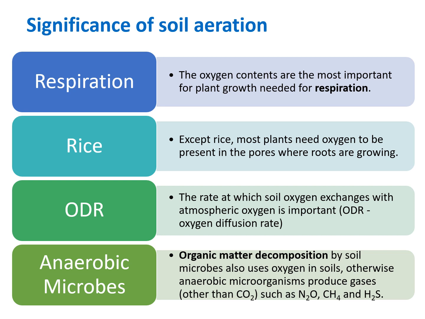The rate at which oxygen exchanges with atmospheric oxygen is important because we need a continuous supply of oxygen for root growth and plant growth. If the exchange rate between atmospheric oxygen and soil oxygen is not sufficient to provide oxygen to the plant roots, it will affect plant growth. This is called the ODR, oxygen diffusion rate. Again, it is dependent on the macropores.